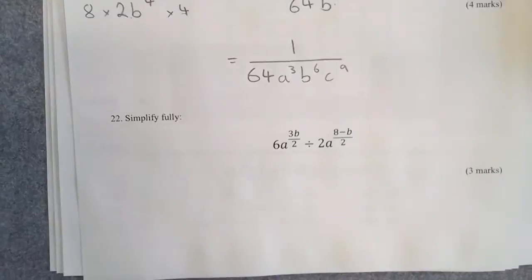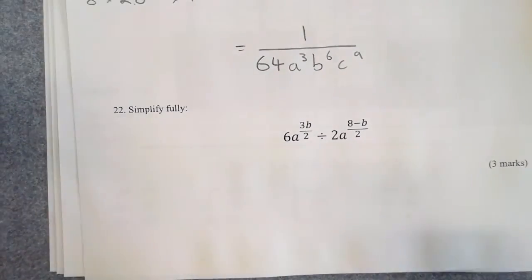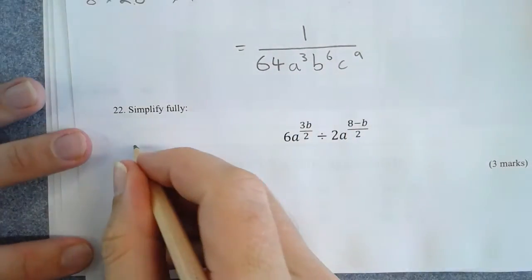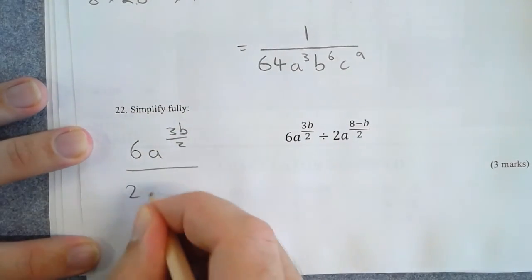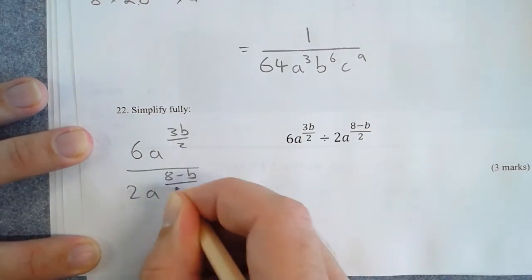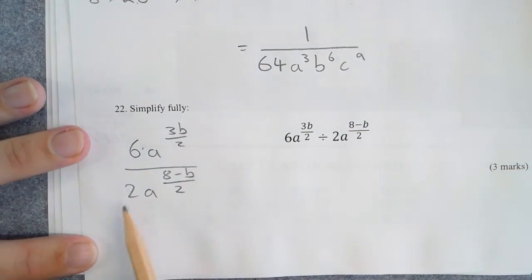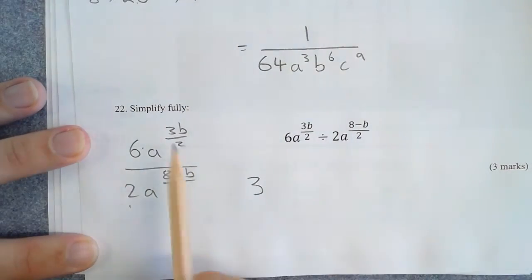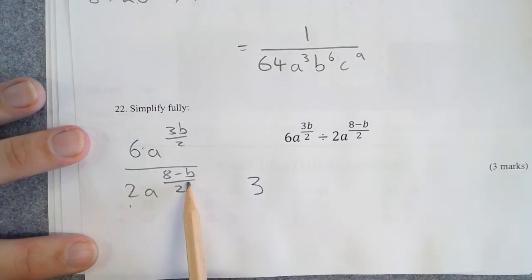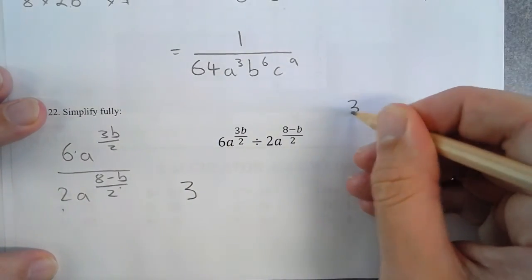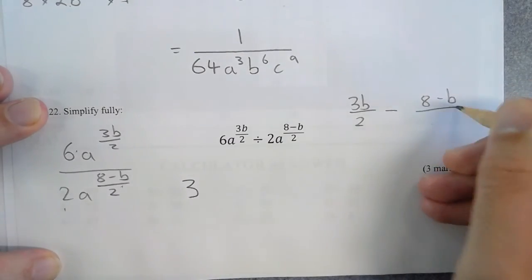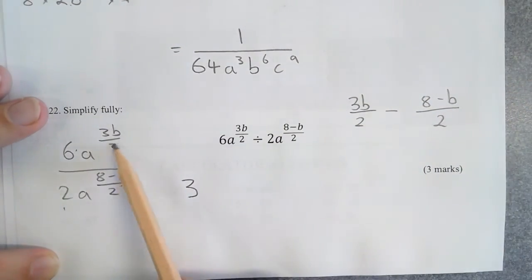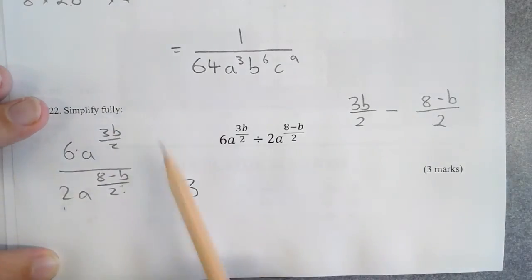Last question. Okay, so what we're going to do is we're going to set it up as a fraction over 2a to the 8 minus b squared. Now when we do this, 6 divided by 2 is 3, and we need to do that, take away that. So I'm going to do that over to the side to show you what we're doing. So it's that indice minus that. Because remember, it's that take away that when we're dividing.